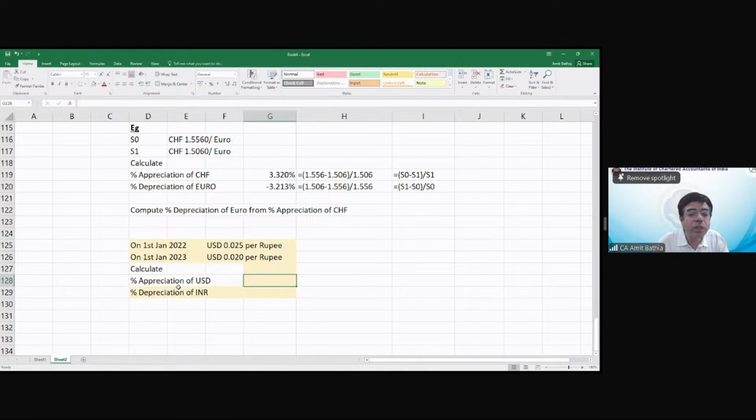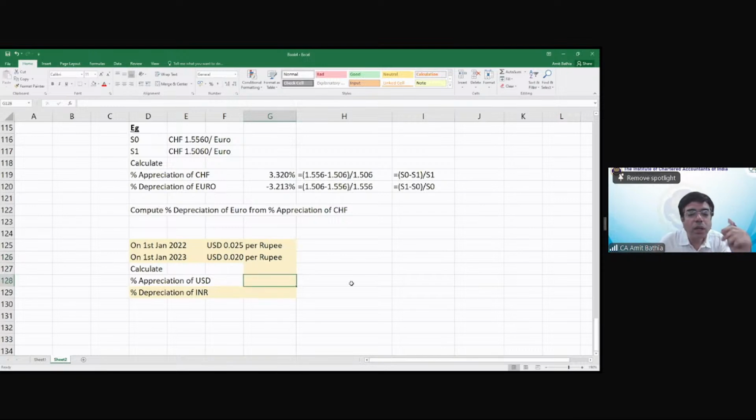Tell me over here, first of all, which currency is appreciating? USD, sir. So your rupee earlier, your rupee is the potato, right? Yes, base currency is the potato. So you were earlier paying 0.025. Now you have to pay lesser. So potato has become cheaper or expensive? Potato has become cheaper. That means the other currency has become expensive. Meaning USD has appreciated, rupee has depreciated. Okay, sir. Right?